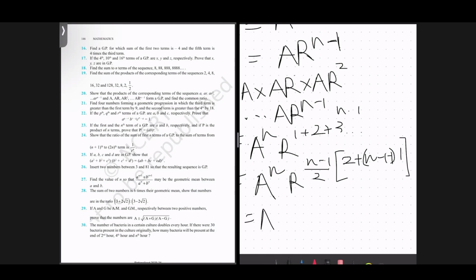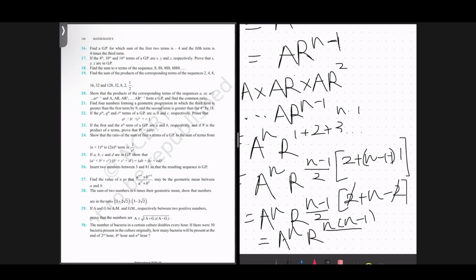When you solve this, you get a raised to the power n. When you open up these brackets, what you get is r raised to n minus 1 divided by 2, 2 plus n minus 2. So the 2 and 2 get cancelled, and what you're left with is a raised to the power n into r raised to the power n into n minus 1 divided by 2. So that is something that is given to us. That is a solution for p.